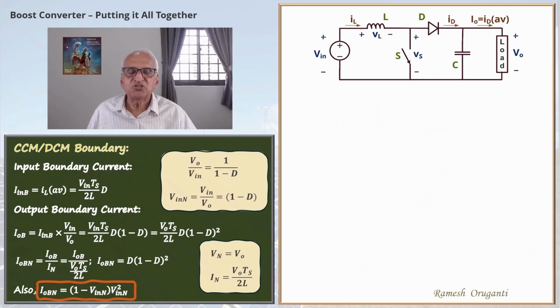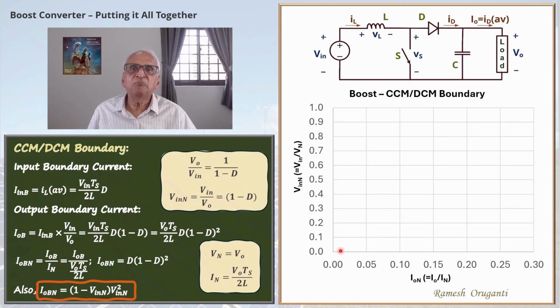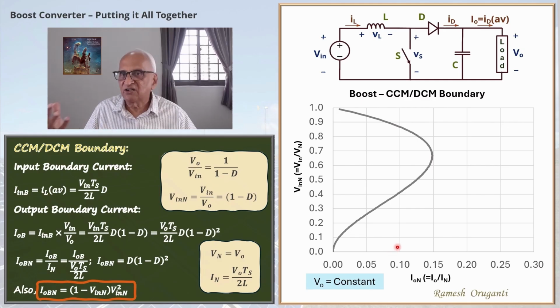Next, we will plot this equation, V_inN versus I_oN. V_inN is the input normalized voltage, V_in by V_n. V_n is a constant, that is V_o here. I_oN is I_o by I_n, where I_n is V_o T_s by 2L. Essentially, we are plotting the input voltage versus output current when the output voltage is maintained constant. This is a polynomial and it has the shape shown. When the current is greater than the boundary current, we are under continuous conduction mode. So this region will be the CCM region. When the current is less than the boundary current, the operation will be in DCM, and that is this region.